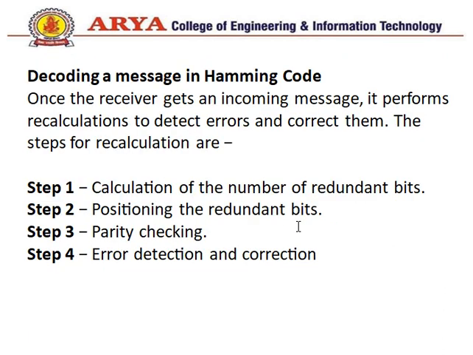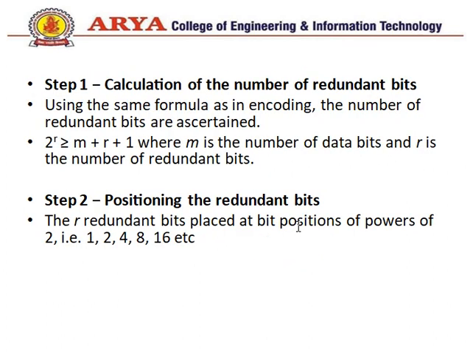Decoding a message in the Hamming code. Once the receiver gets the incoming message, it performs a recalculation to detect the errors and correct them. The steps are: the first step is calculation of the number of redundant bits, second is positioning of the redundant bits, third is parity checking, and fourth is error detection and correction. Let's discuss them in detail.